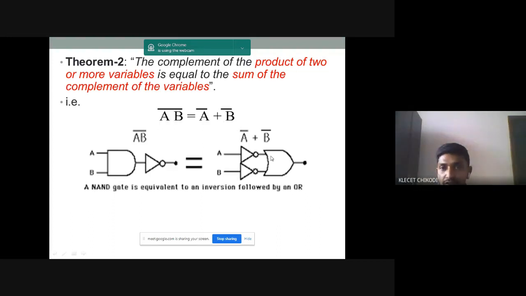Okay. And after that, for this OR gate, what are the inputs we need? A bar plus B bar. But I have the inputs A and B. How to make them A bar and B bar? We need to give the inputs A and B to the respective NOT gates, so that we get A bar and B bar at the input of the OR gate. So this is how we are getting A bar plus B bar at the output of the OR gate. Okay.